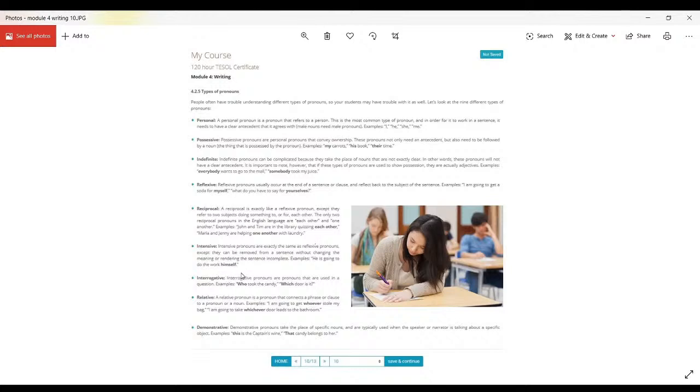Intensive: himself. Interrogative: who, which. So who took the candy and which door is it? Relative: whichever. Demonstrative: this and that. Okay, save and continue.